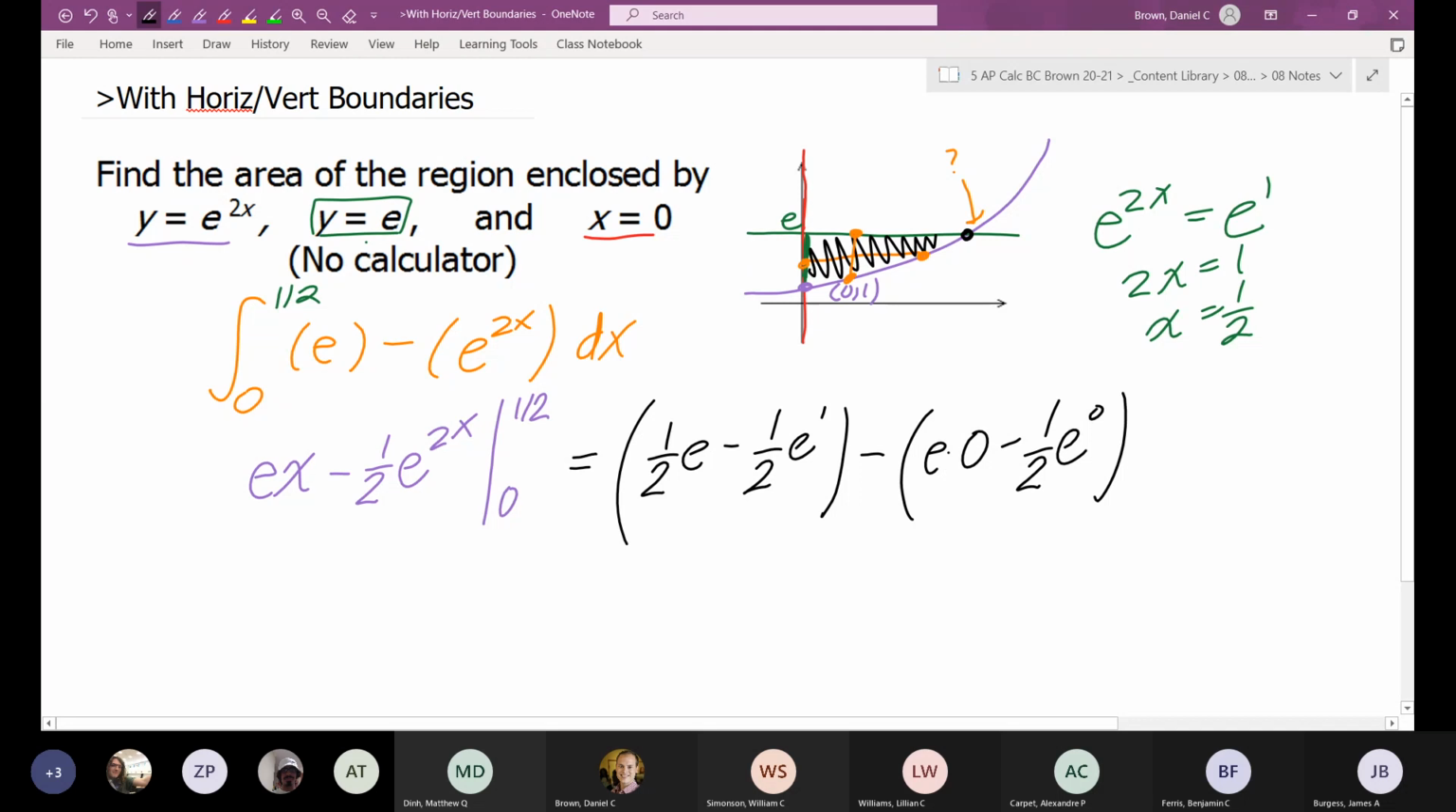Could definitely leave your answer like that, but we do see lots of things cancel out. 1/2 of e minus another half of e goes to 0. E times 0 is 0. Distributing the negative, e to the 0th power is 1, so the answer to this would just be 1/2. I do like that answer.